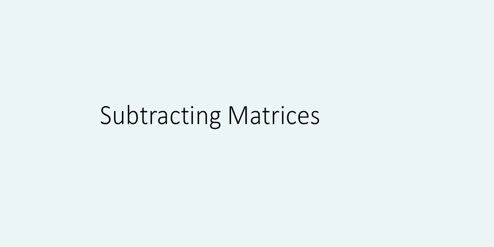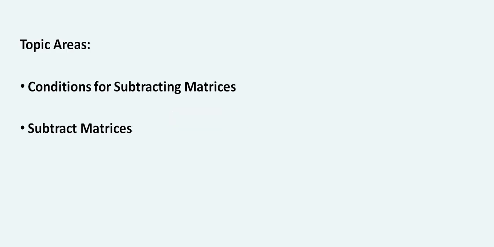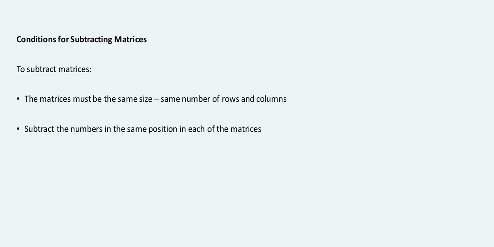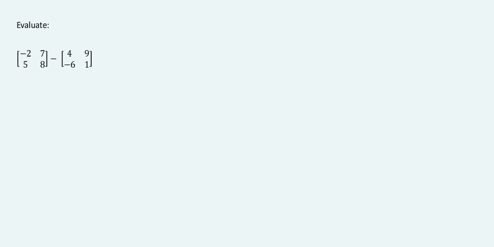Subtracting matrices. We're going to look at the conditions for subtracting matrices, and then we're going to go ahead and subtract matrices. So to subtract matrices, we want to make sure that they are the same size, which means they have the same number of rows and columns, and then we're going to subtract the numbers in the same position in each of the matrices, going from the left to the right.